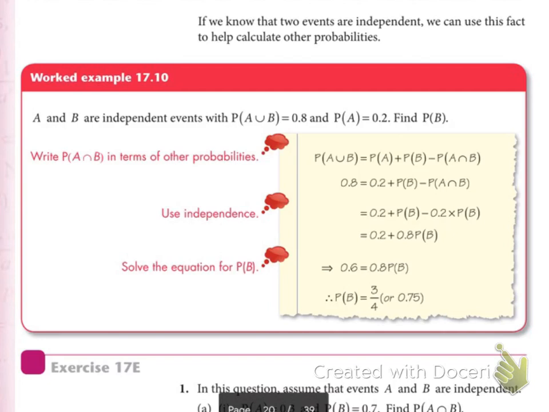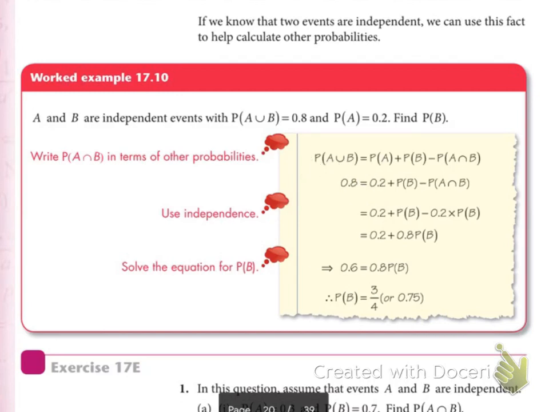So if you do know that, that's when this problem comes up, where A and B are independent events, the union is 0.8 and the probability of A is 0.2, find the probability of B. Again, you will use this equation for the probability of unions. So you're going to plug in what you know. You know 0.2 is A. You know that 0.8 is the union.